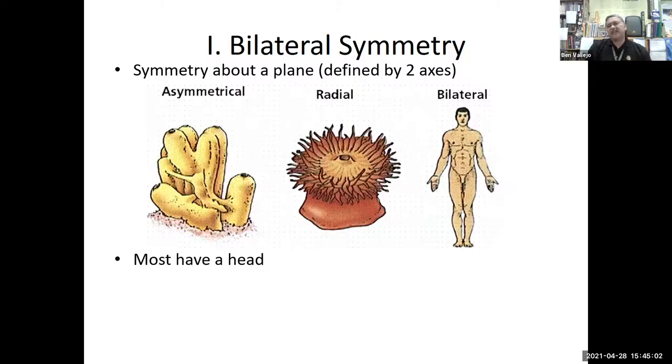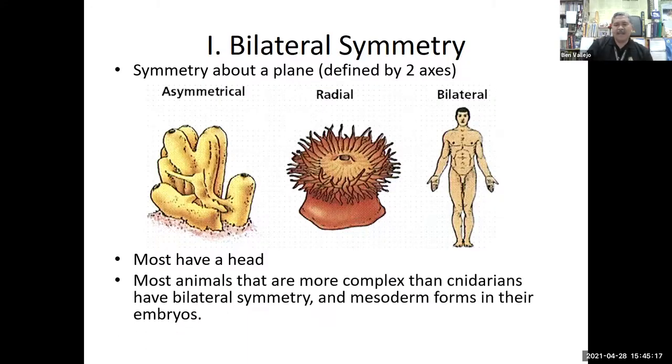For organisms that are bilateral, a cheat sheet is most bilaterally symmetrical organisms have a head. So if you can find a head, it's going to be bilateral. Okay, most animals that are more complex than cnidarians, more complex than the jellies, have bilateral symmetry. The exception is going to be the sea urchins and the sea stars in the phylum Echinodermata. We'll see that a little bit later. All righty, and so bilaterally symmetrical animals.